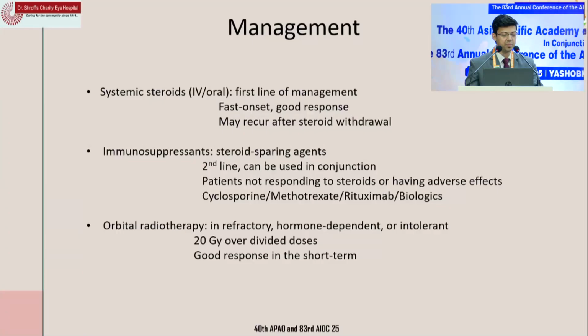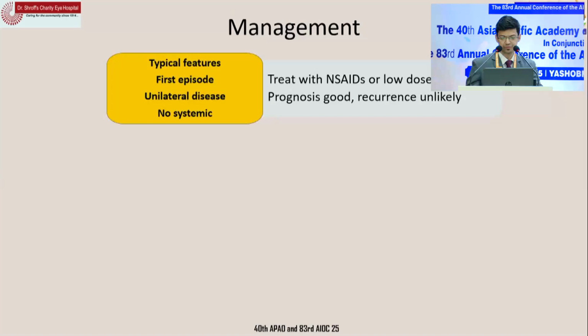Orbital radiotherapy is another management option in patients who are refractory or intolerant to steroids. 20 gray is the usual dose, which is given over 10 days to patients, and a good response is seen in the short term, but radiotherapy of course has complications in the long term.